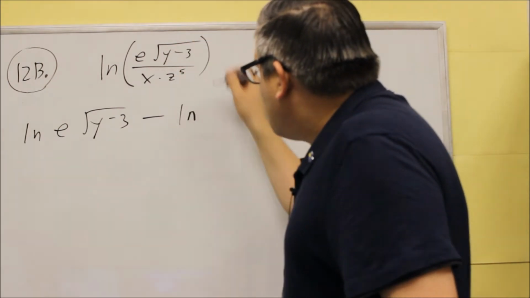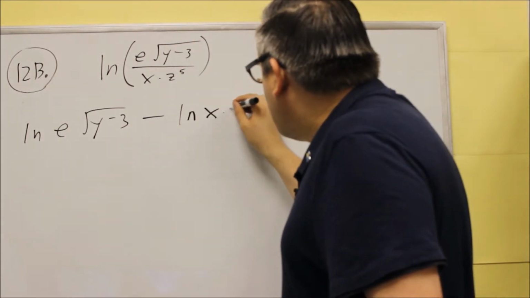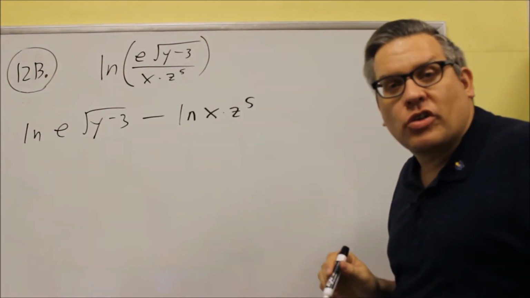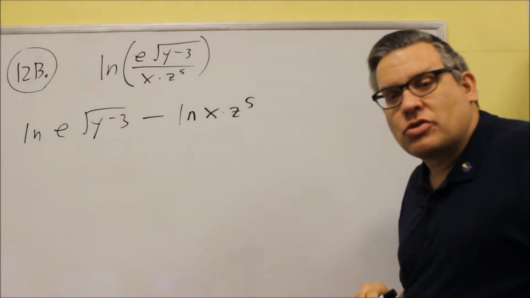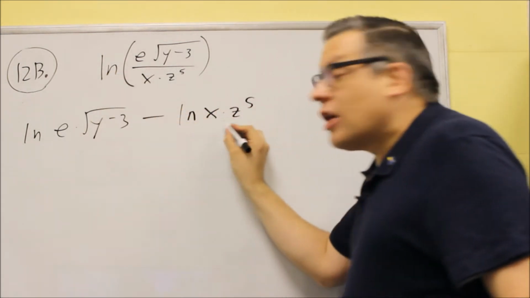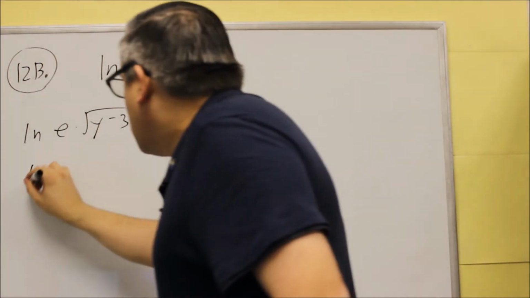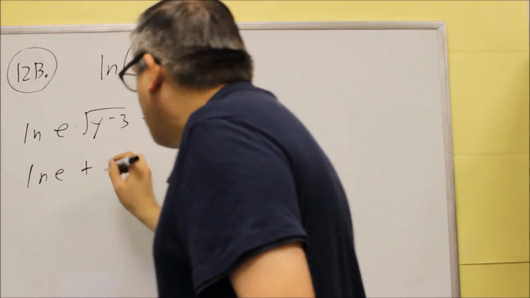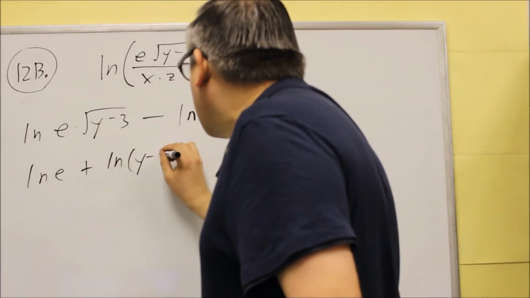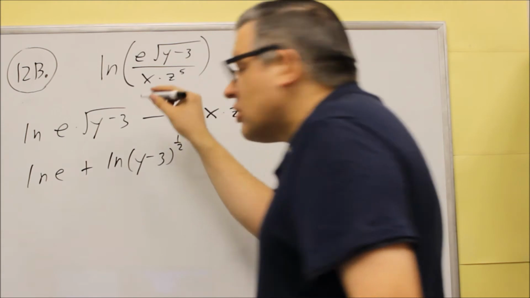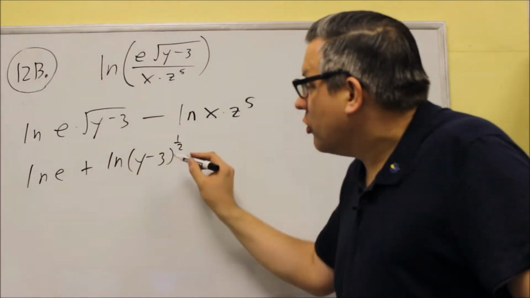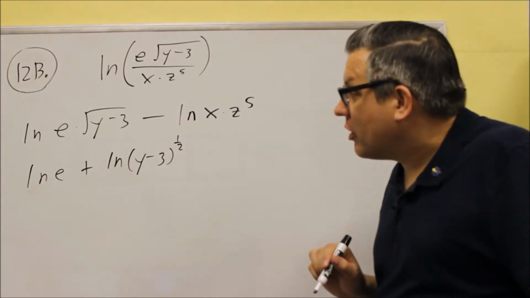And then we'll put this bottom one, x, and then times z to the fifth down below. So first we begin by separating it with the division. Division turns into subtraction. Next, each of these we need to break up further. So we're going to do ln e plus, because you got the multiplication there, then you're going to do ln y minus 3. And I'm going to write the square root as a 1/2 power instead. So instead of a square root we have y minus 3 to the 1/2 power.